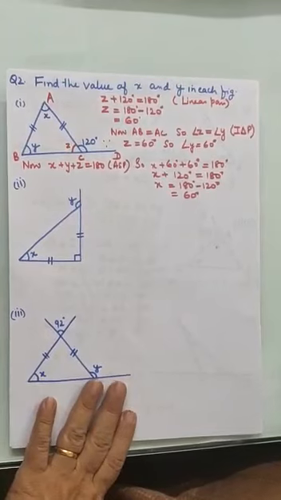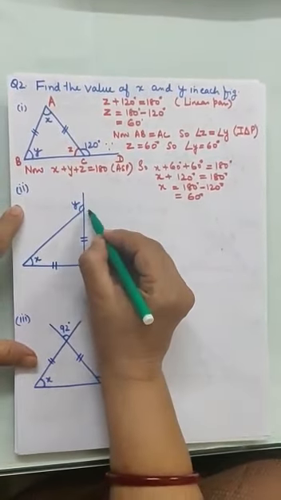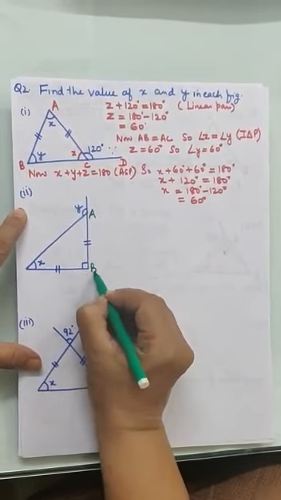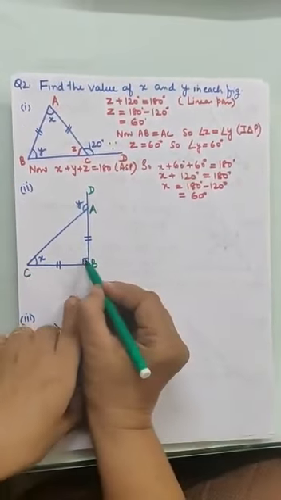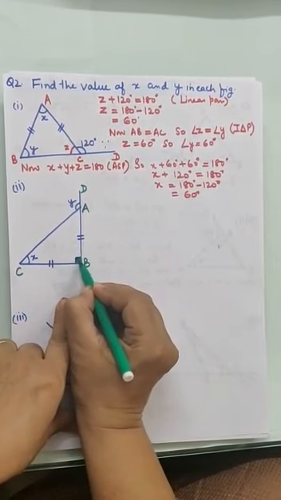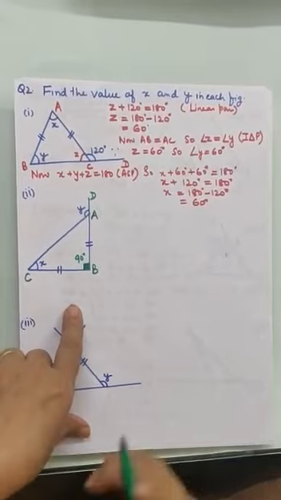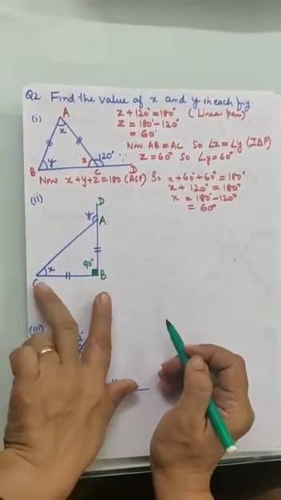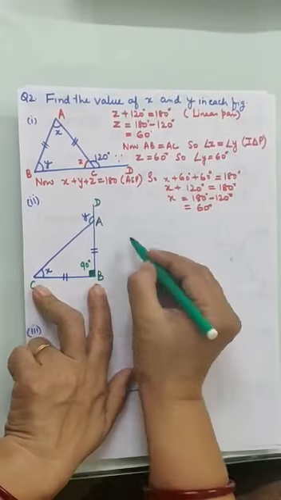Alright. Now coming to the second part. We name the triangle A, B, C and D. Now this symbol, I already told you that this represents 90 degree. Alright. Now what is given to us? BC equal to AB. Given.